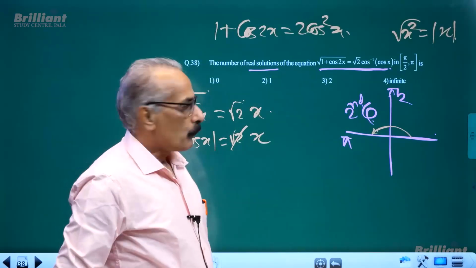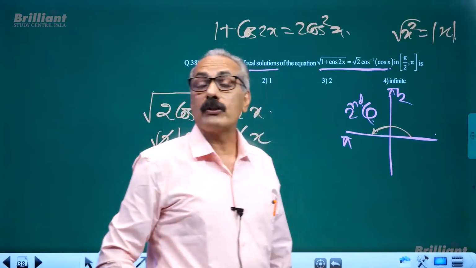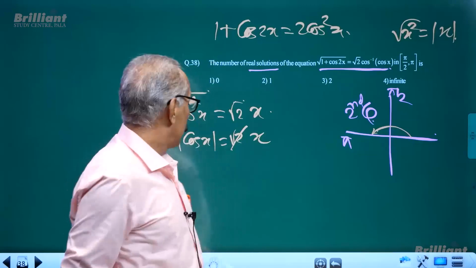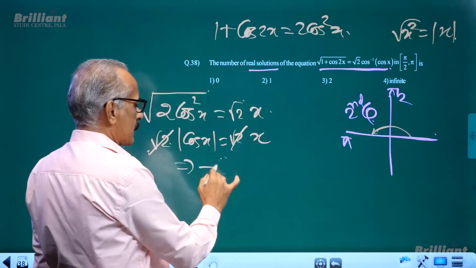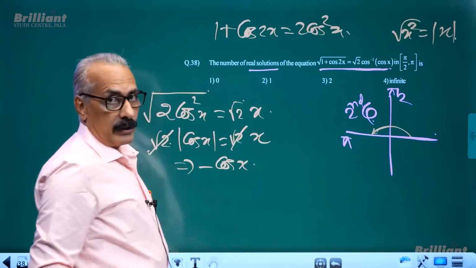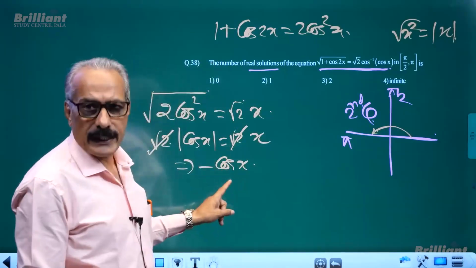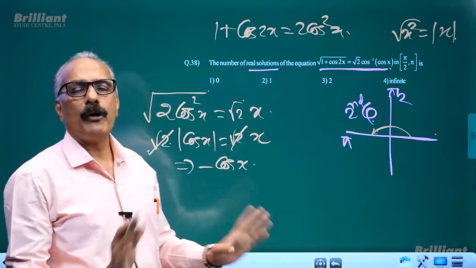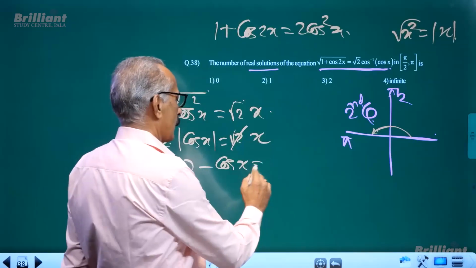Why? Root is always positive. Now your x is in the second quadrant, cos x is negative. Therefore modulus of cos x should be positive. So this will be minus cos x. Reason: x is in the second quadrant, cos x will be negative. Negative of negative, positive, fine. It is equal to modulus of cos x. Very simple logic. That's equal to x.